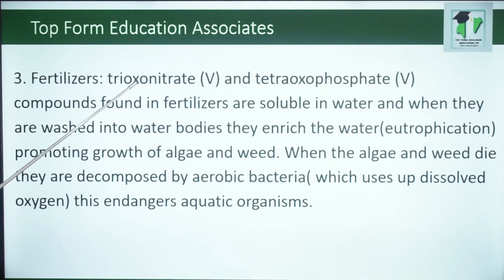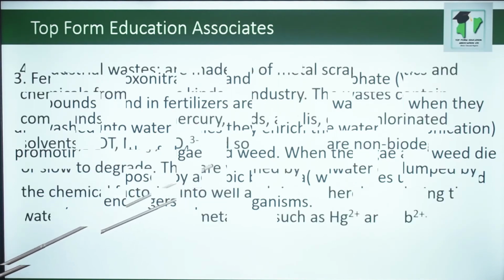Fertilizers. Trioxonitrate 5 and tetraoxophosphate 5 compounds found in fertilizers are soluble in water, and when they are washed into water bodies, they enrich the water. That's what we call eutrophication, promoting growth of algae and weed. When the algae and weed die, they are decomposed by aerobic bacteria, which will also use up the dissolved oxygen, thereby endangering aquatic organisms since they won't have dissolved oxygen to use.